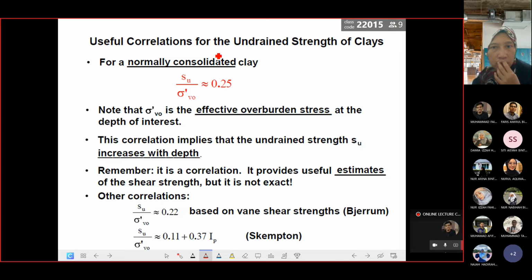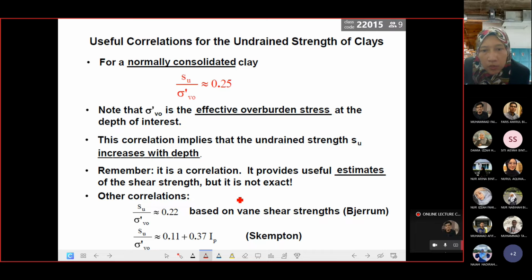For example, here, undrained strength of clays for normal consolidated clay, as I mentioned earlier, kalau you ambil NC clay, kita akan dapatkan nilai K dia adalah 0.25. Dia punya value ratio dia lah. So this correlation implies that the undrained strength Cu increases with depth. So Cu is the undrained strength, effective V naught is the overburden pressure, vertical pressure. So it provides useful estimates of the shear strength but it's not exact.